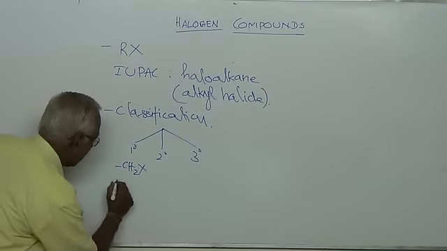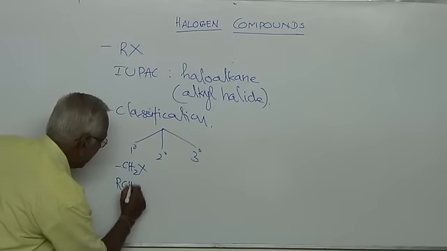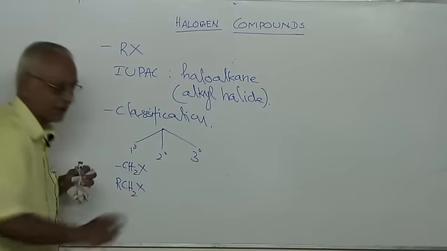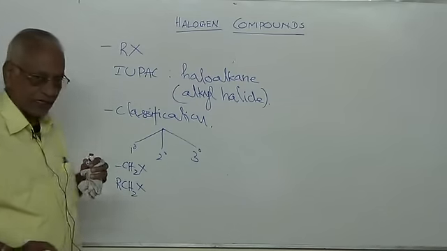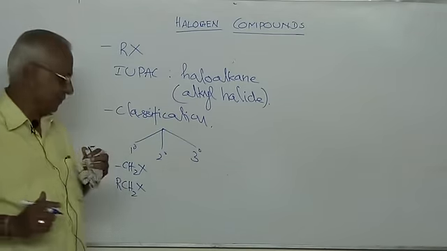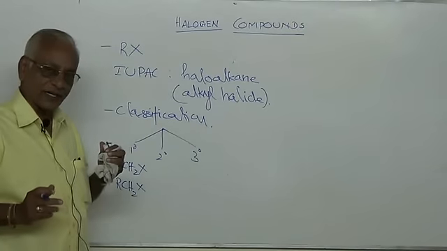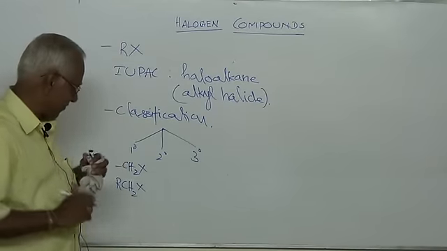So the general molecular formula of primary halide is going to be RCH2X. It is called primary halide because the halogen is attached to primary carbon. A primary carbon is a carbon which is attached to one more carbon.